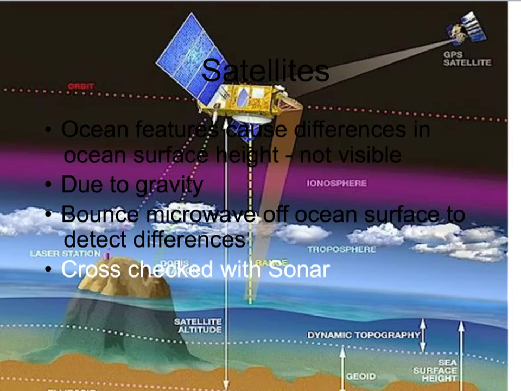Satellites actually look at features of the surface of the ocean. There are very slight differences in the height of the ocean surface due to gravity, and those differences are due to features on the floor. A satellite will bounce microwaves off of the ocean surface to detect mild differences. For example, if there's a trench, there's a mild dip in the surface of the ocean. If there was a mountain, there'd be a mild raise in the surface. Satellites can detect these differences. Our eyes cannot.